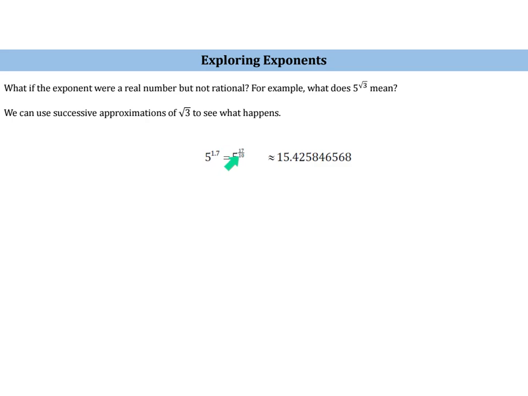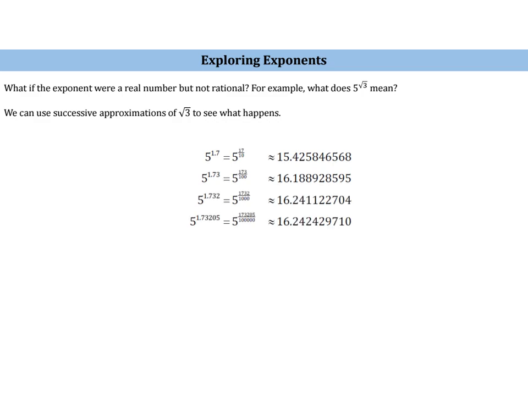So I can take the 10th root of 5 to the 17th, and we get this. So this is a number that we understand. The problem is this 17/10 isn't the square root of 3. So let's approximate the square root of 3 even better. So 1.73. That can be rewritten as 173 over 100, and then 5 raised to that power would be the 100th root of 5 to the 173. And we get this. But we can approximate the square root of 3 even better, and so on.